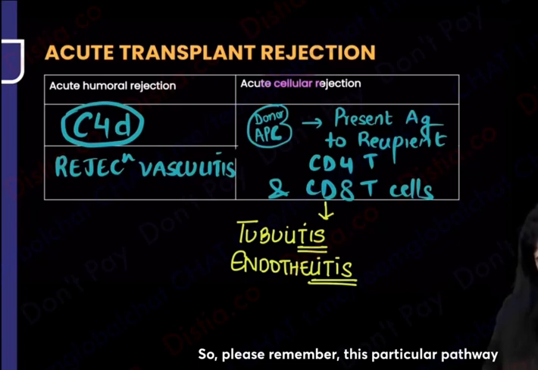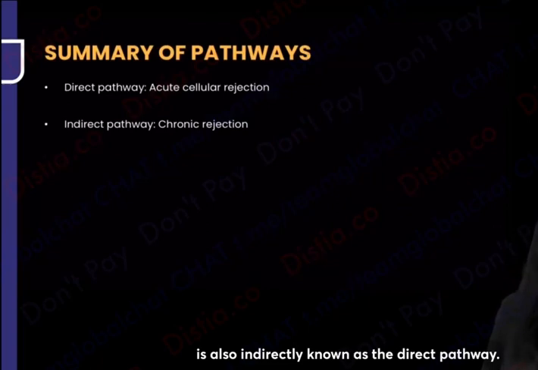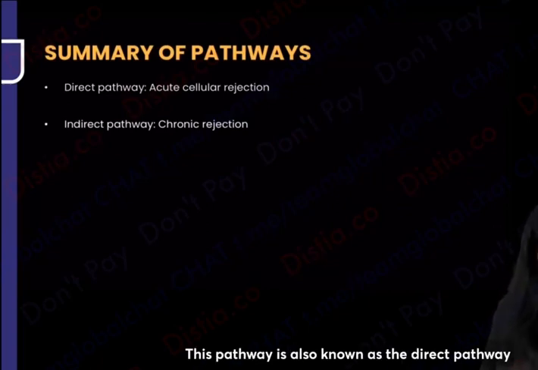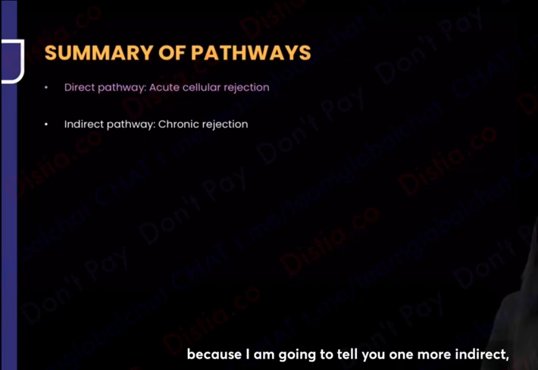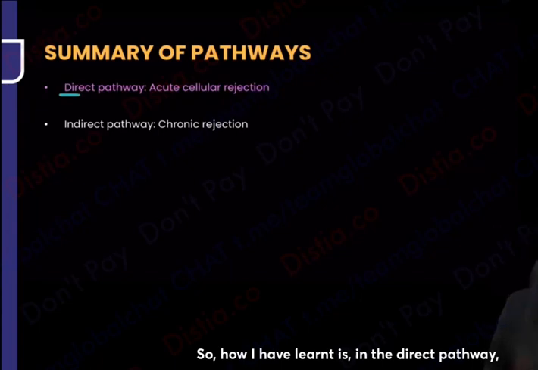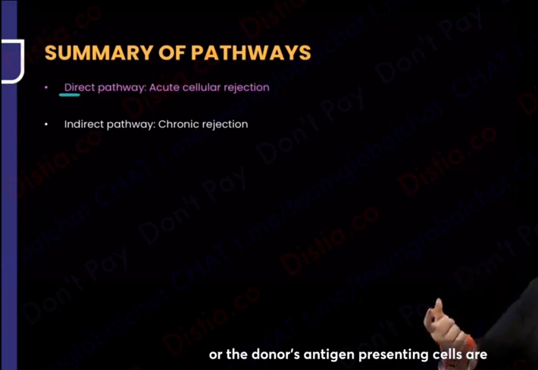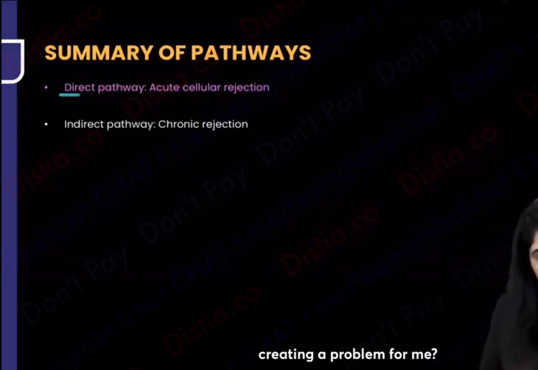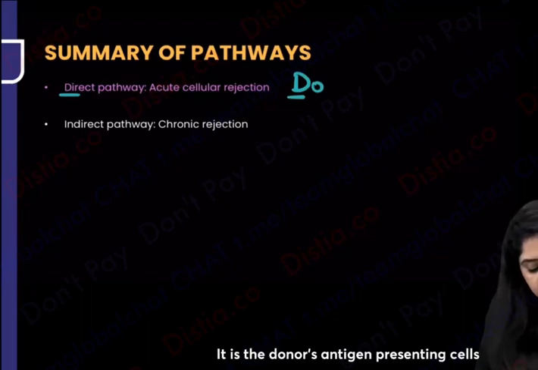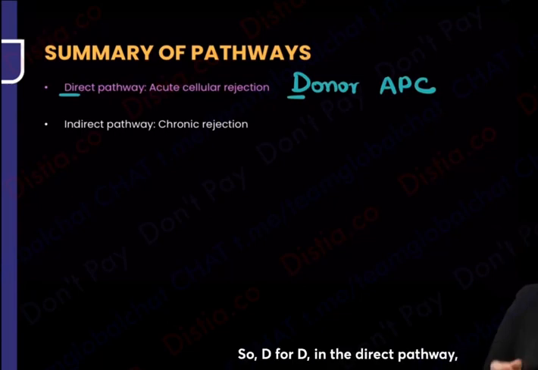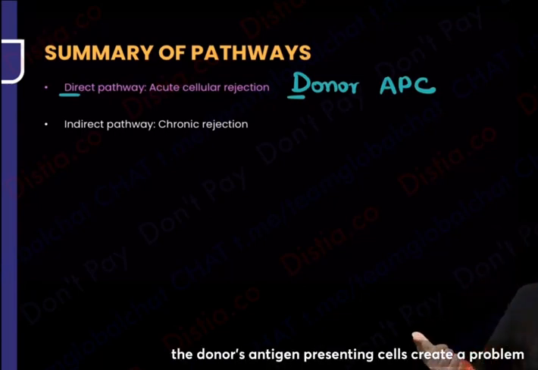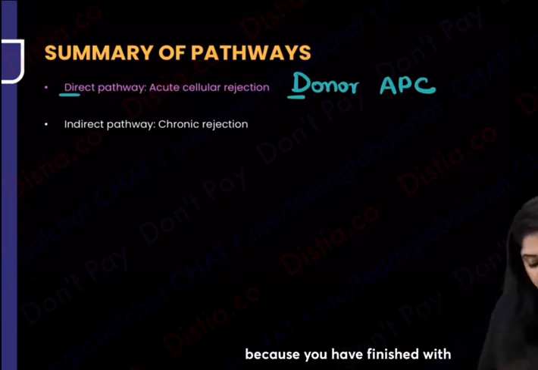Please remember, this particular pathway is known as the direct pathway, because I'm going to tell you one more, the indirect. So you will always have a confusion. How I have learned it is: in the direct pathway, who is creating a problem? My own antigen presenting cells, or the donor's antigen presenting cells? Direct means D. It is the donor's antigen presenting cells which are creating a problem and activating. So D for D. In the direct pathway, the donor's antigen presenting cells create a problem.